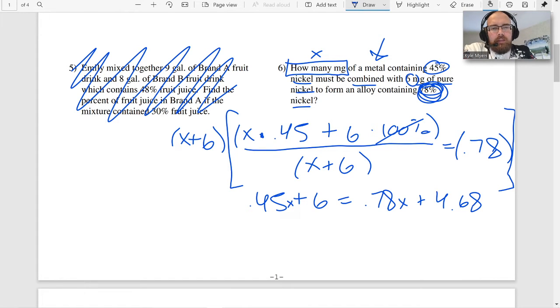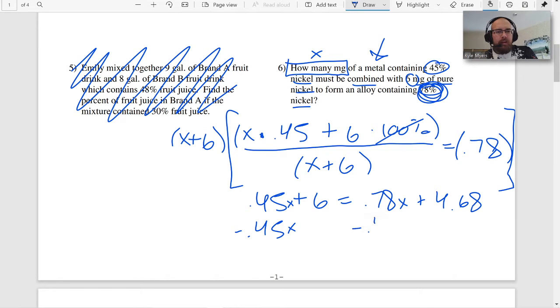0.45x. I forgot to put the x in there. So it'd be 45x plus 600 equals 78x plus 468, right? That's what you would get if you multiplied everything by 100. And then you get rid of the decimals. Now, if you're able to use a calculator, then that doesn't really matter too much. What I would do next is I would subtract 0.45x from both sides.